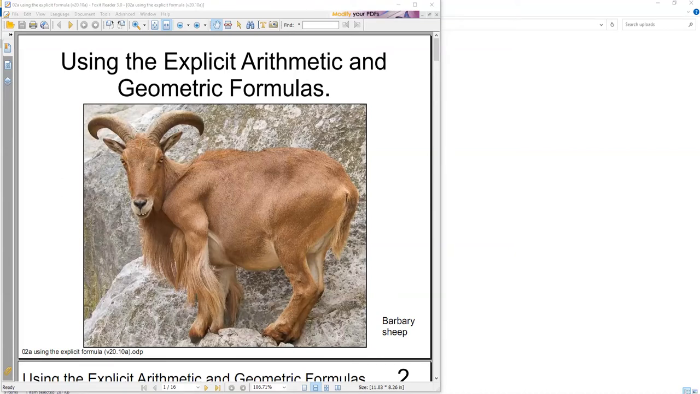Hello, this is Mr. Barr, and this is using the explicit arithmetic and geometric formulas, also called using the explicit formula.